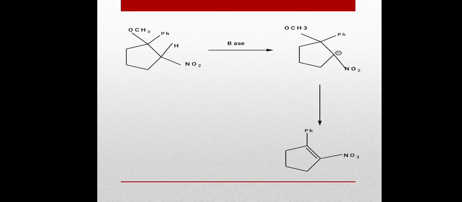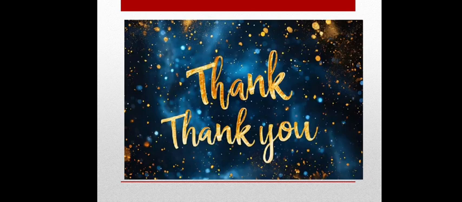So there's another example here. You find that the base attacks the proton. The alpha carbon is OCH3. This carbon is alpha carbon and the hydrogen which is attached is on the beta carbon. So the base attacks the beta proton, and carbanion is formed at beta carbon. There is a shift of the electron, so you get a double bond and OCH3 is the leaving group.